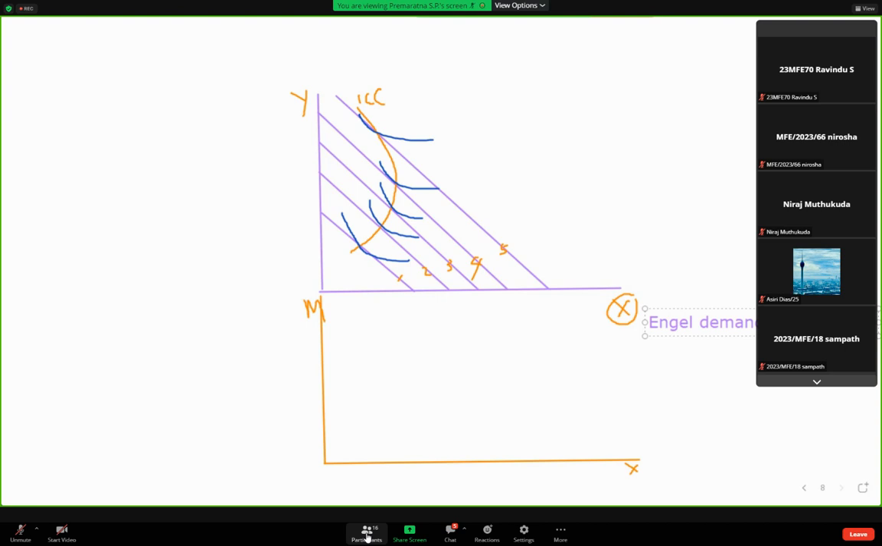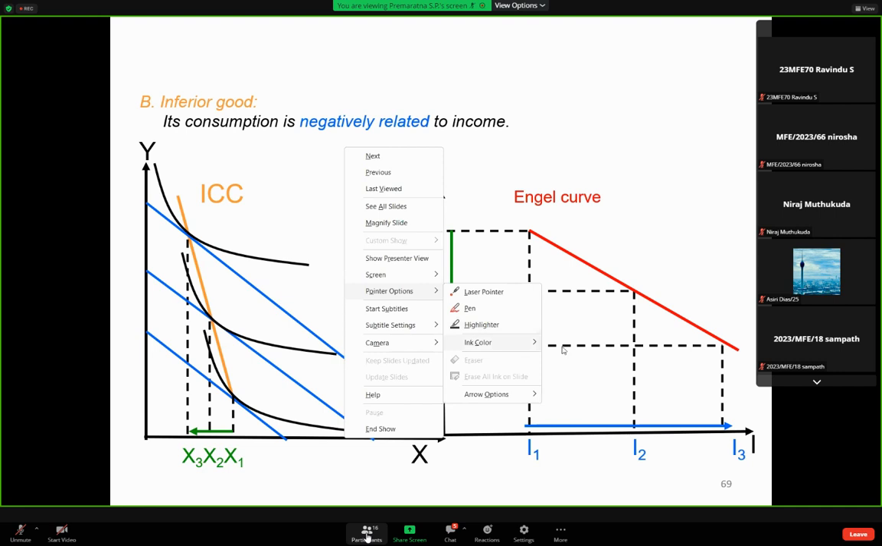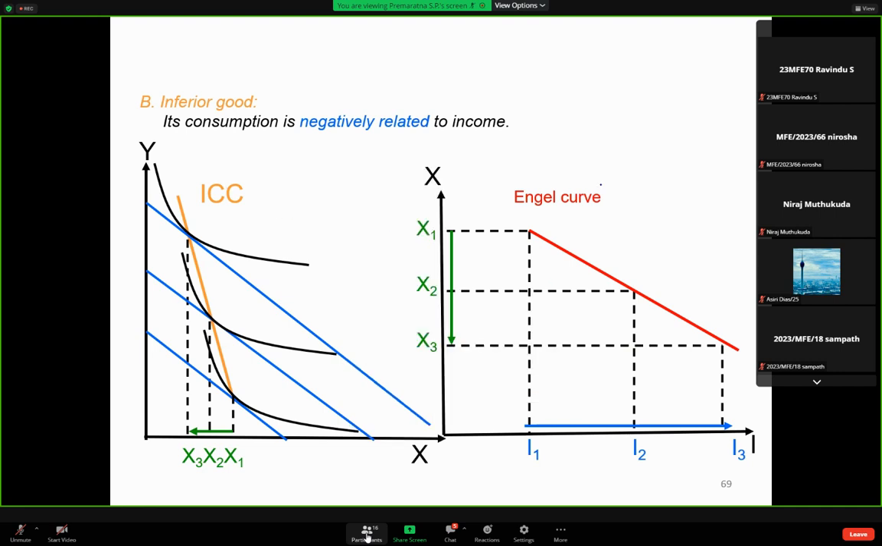So nobody sent me what you have done. You practice later on. What we did here is the Engel demand curve for an inferior good.